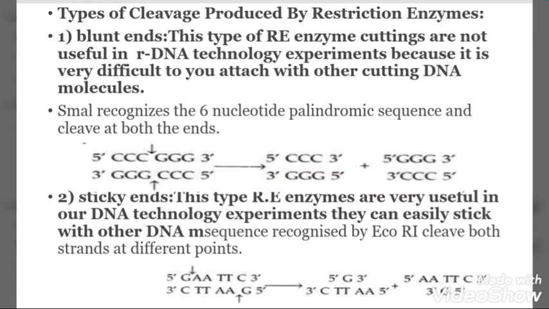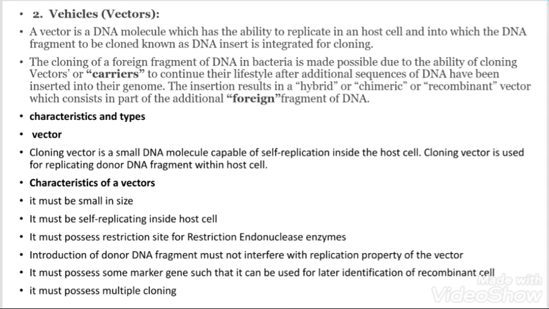So that means there are two types depending upon the cleavage: blunt end RE enzymes and sticky end RE enzymes. The RE enzyme which gives the sticky end is the one useful in rDNA technology experiments.